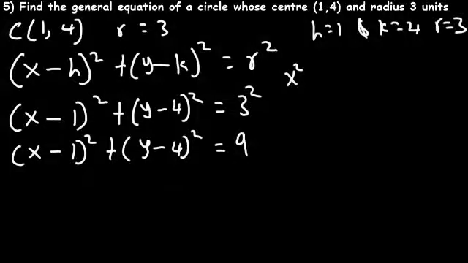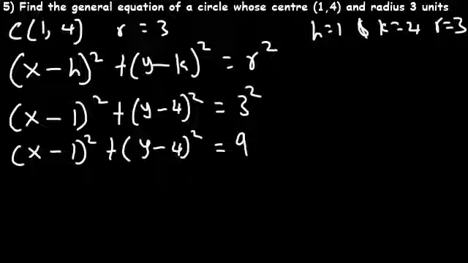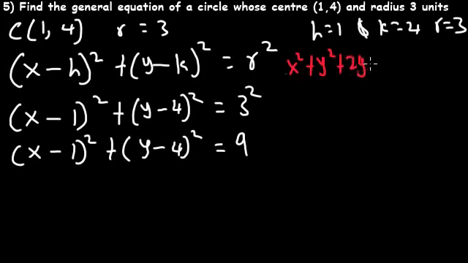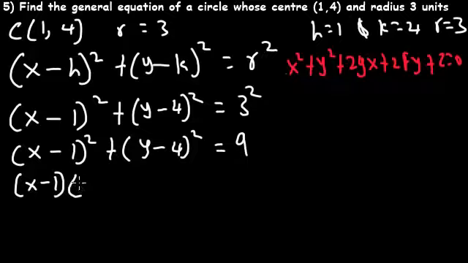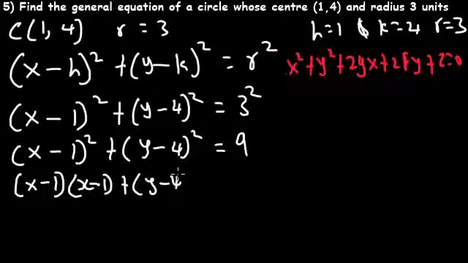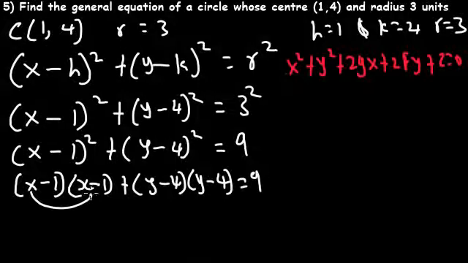Don't forget, the goal is to leave our answer in this form: x squared plus y squared plus 2gx plus 2fy plus c equals 0. So everything will be equal to 0. That's what we are doing. So let's expand this entire bracket. x minus 1 squared means x minus 1 multiplied by x minus 1, plus y minus 4 squared means y minus 4 multiplied by y minus 4, equal to 9. So x times x is x squared.